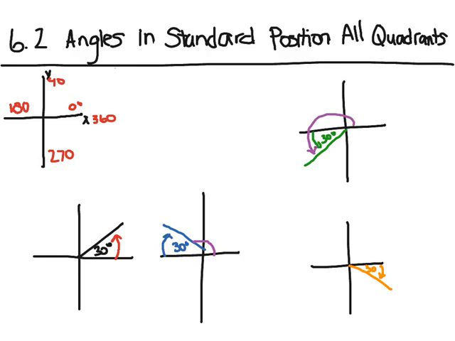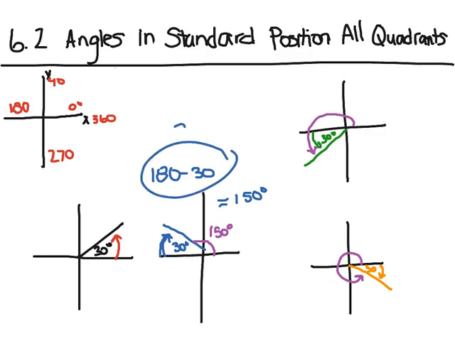So how many degrees is this, this, and this? To find that, for quadrant 2, we're going to start at 180 and subtract 30 degrees because we're going up from 180. So 180 minus 30 equals 150 degrees. So this angle right here is 150 degrees. This is how you always find your angle in quadrant 2.